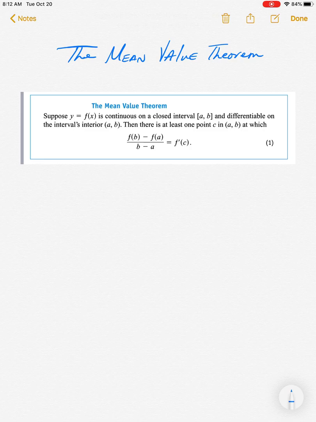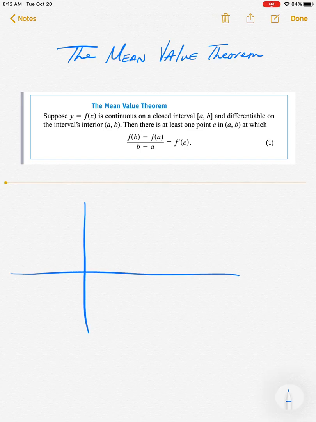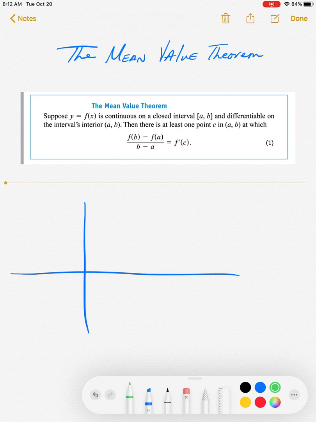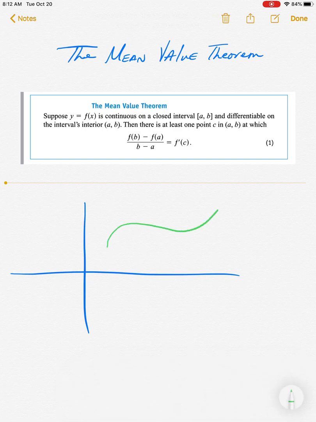We are back, and this time we are talking about the mean value theorem. Alright, so check this out. The mean value theorem says, suppose you have a function that is continuous on a closed interval. Continuous on a closed interval. So we have a function, endpoint, closed interval. That function is continuous on a closed interval from A to B.